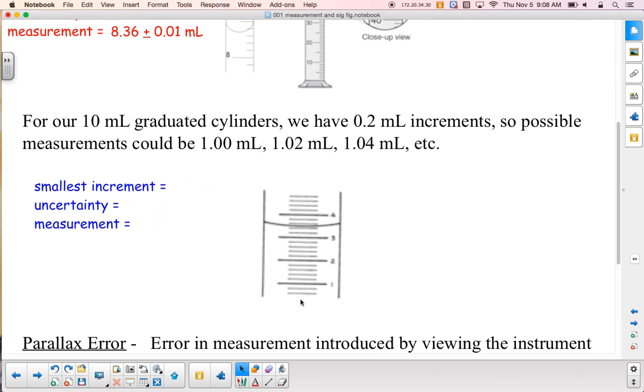Lastly, let's talk about the 10 milliliter graduated cylinders. Our 10 milliliter graduated cylinders have increments marked at every 0.2 milliliters, just like this one here. Here's a 3 milliliter mark, here's a 4 milliliter mark, but the increments represent 3.2, 3.4, 3.6, 3.8, and 4.0 milliliters.